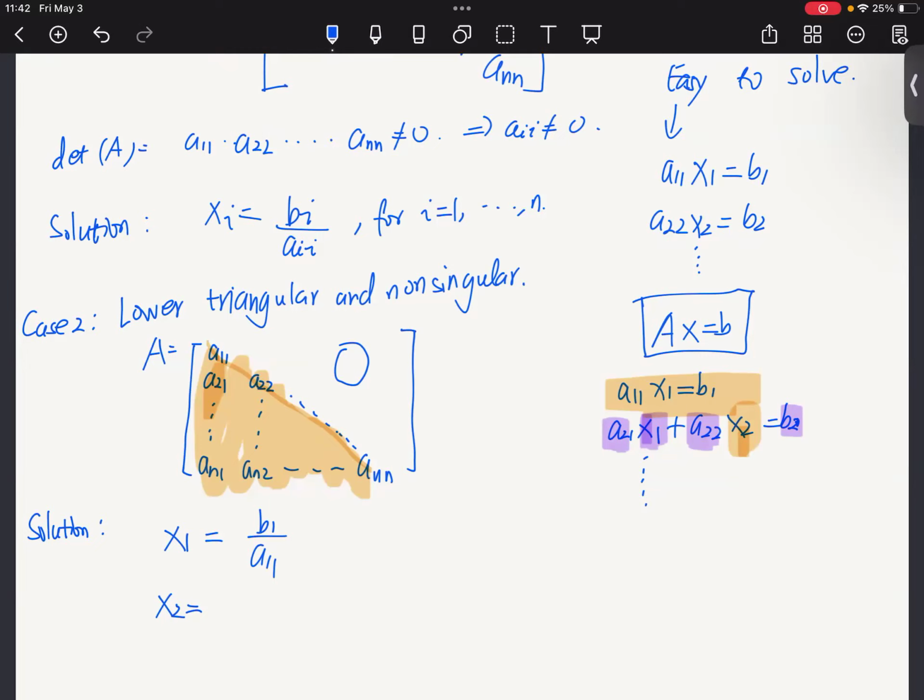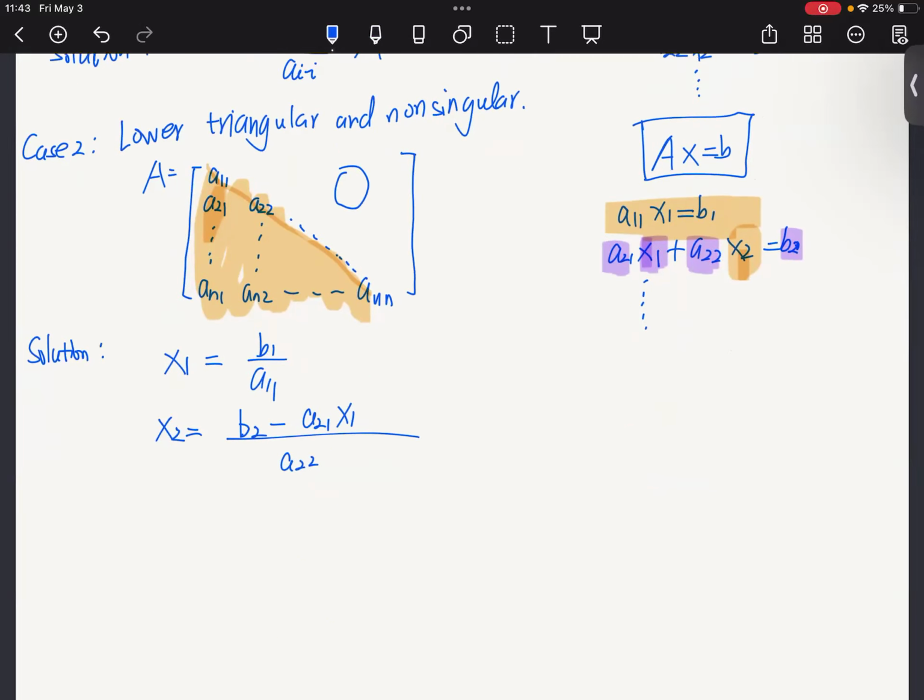So for X2, we get this: X2 equals B2, minus A21 X1, and then divided by A22. And so on and so forth. And then you have Xn, which means that at this step, you already know the X1 value, X2 value, and the Xn minus 1 value.